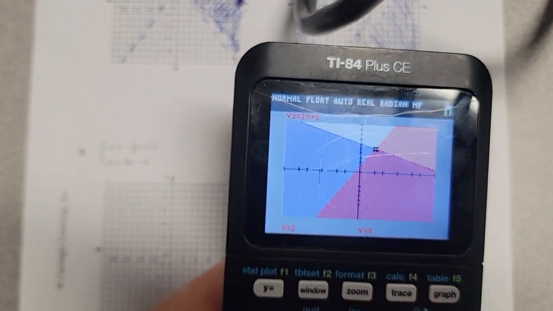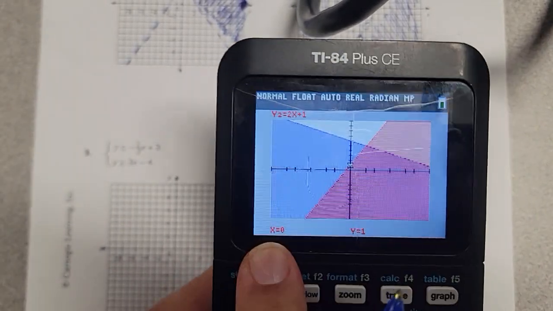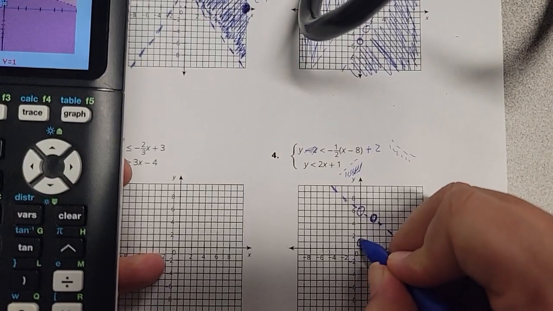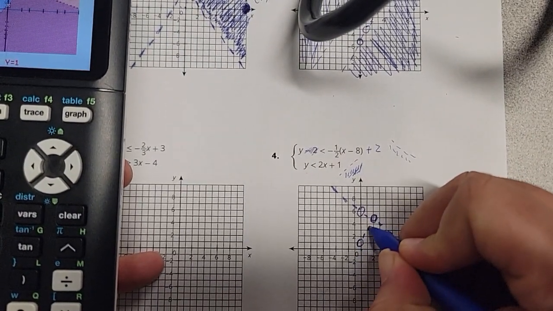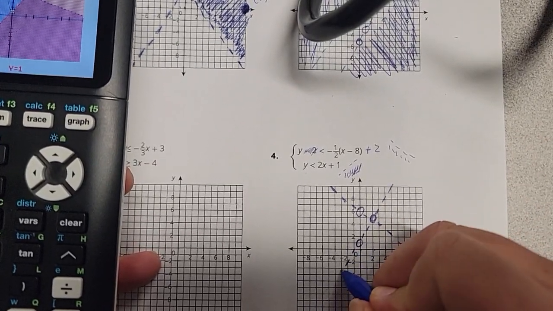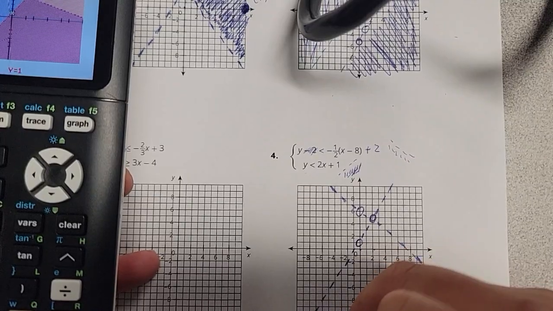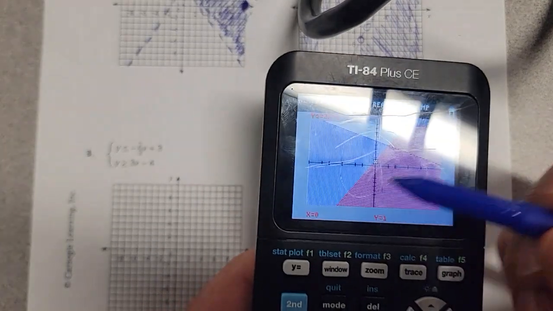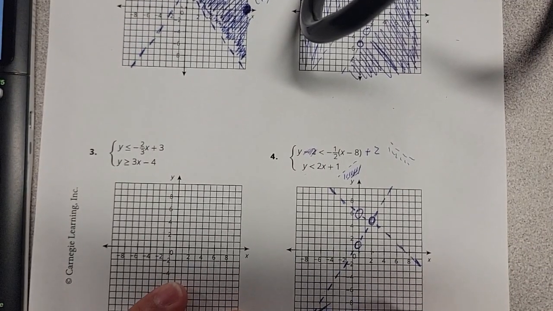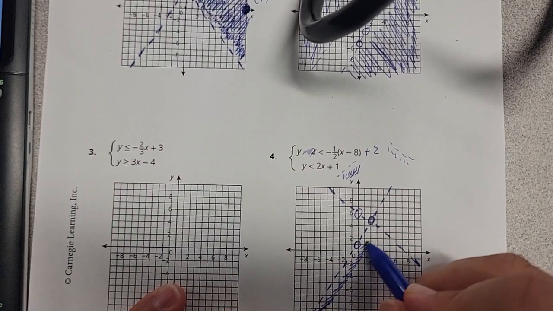Right, let's go to 0 though. Push 0. I always like to do 0. So 0, 1. So this line is going this way. It's a dashed line. And the double shaded part is on this section right here. So get really close to the line, but never touch it.